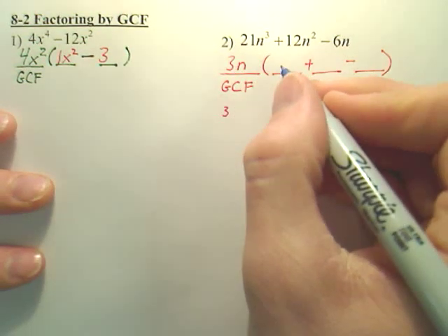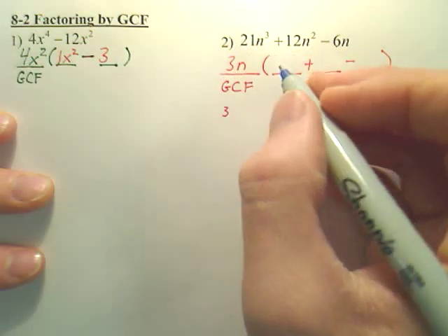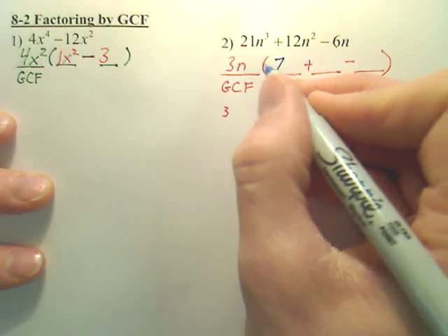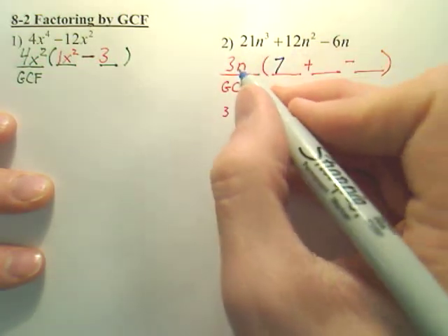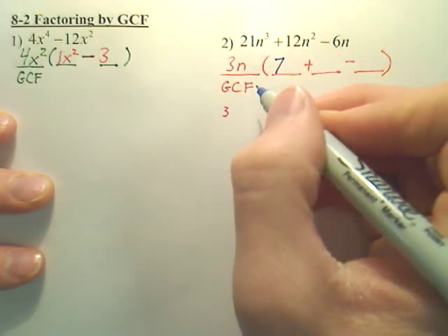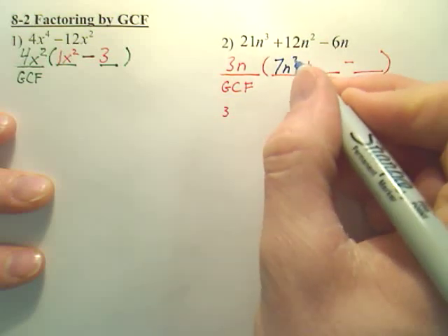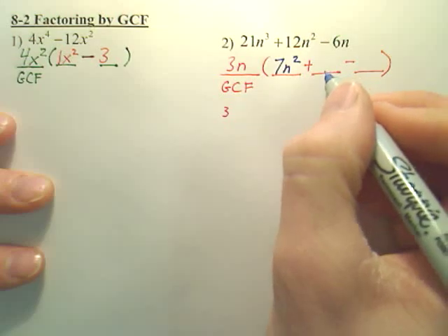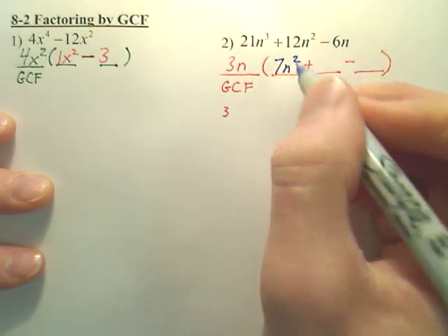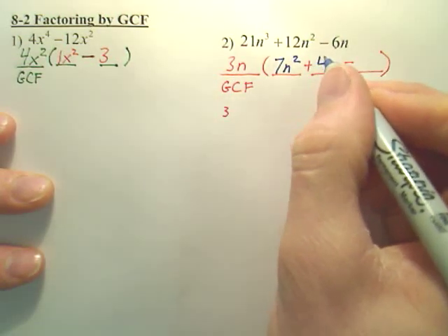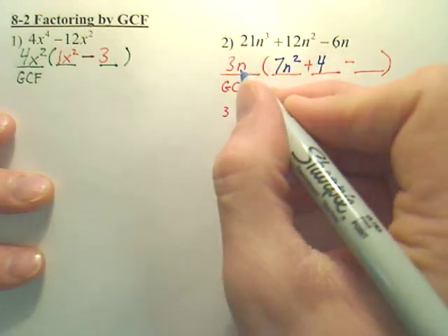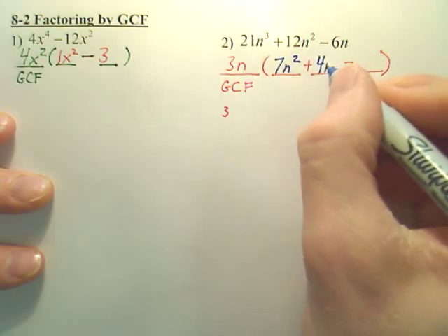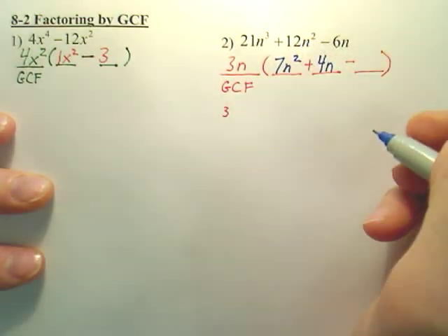Okay, 3n times what will give you 21n to the third? So 3 times what gives you 21? I think it's 7. Yeah, 3 times 7 is 21. n times what will give you n to the third? That would be n squared. n times n squared is n to the third. Next, this one. 3 times what will give you 12? That's 4. 3 times 4 is 12. And n times what will give you n squared? n times n will give you n squared.